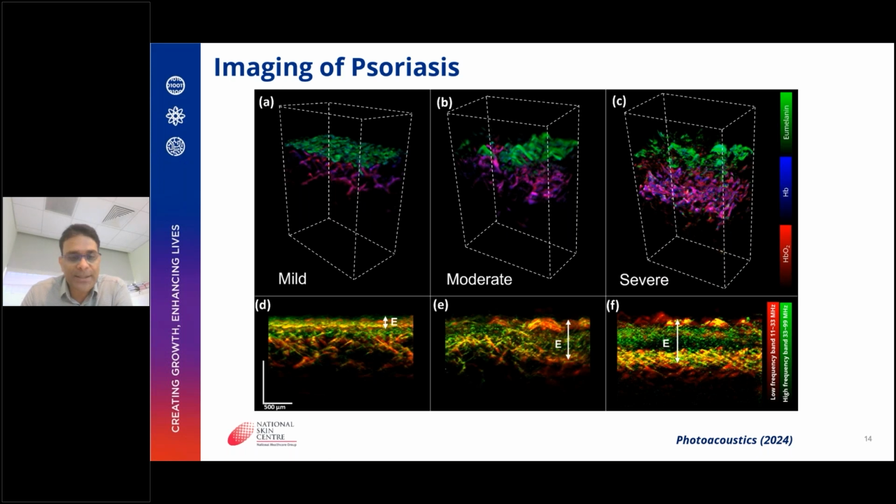Now let us move to psoriasis. Just like in the eczema cases, here also we can observe clear structural differences, and it is quantified between various severities. This is a three-dimensional spatial mapping of skin chromophores, including melanin in green, oxyhemoglobin in red, and deoxyhemoglobin in blue, and we can see from left to right, from lesional psoriasis to mild to moderate to severe. The corresponding maximum intensity projection images clearly show the difference between these three categories. The white arrows indicate the epidermal thickness, which shows a clear trend between mild, moderate, and severe cases of psoriasis.